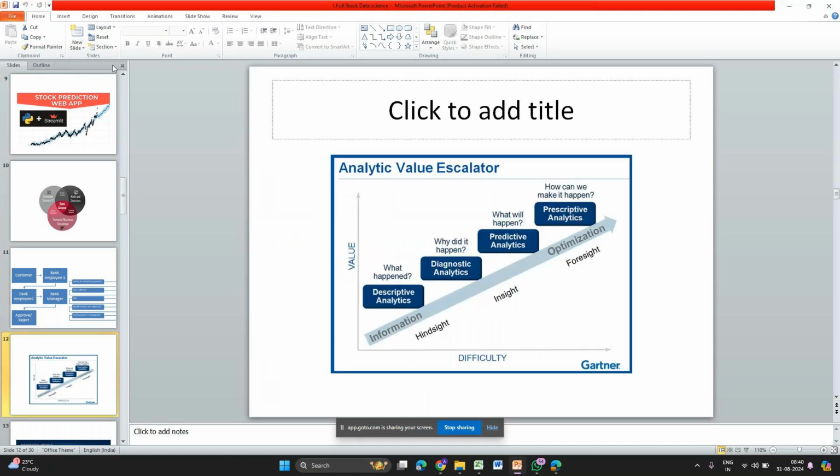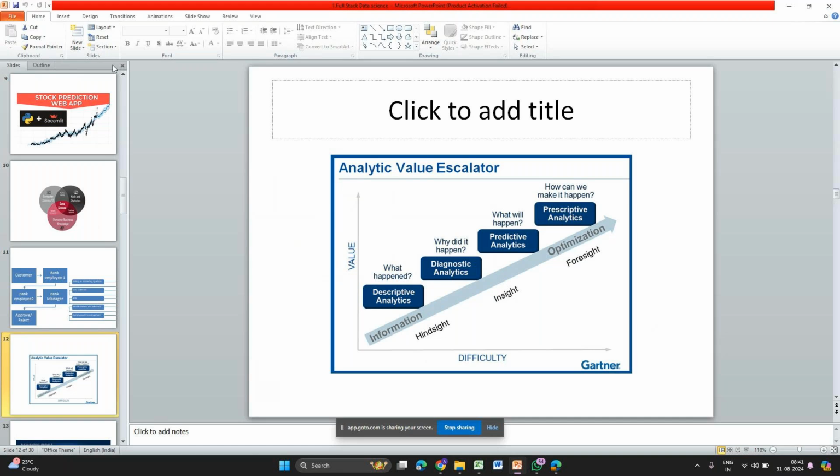So, how will our journey start? We'll start with descriptive statistics, nothing but EDA, exploratory data analysis. If you see the x-axis and y-axis, on the x-axis we have difficulty for the data scientist, and on the y-axis the value for the organization. By doing only EDA activities, you are going to work on historical data, which is nothing but past data. The value for the organization is not going to be much. You're talking about the past, which has already happened, so there is nothing you can do on top of that.